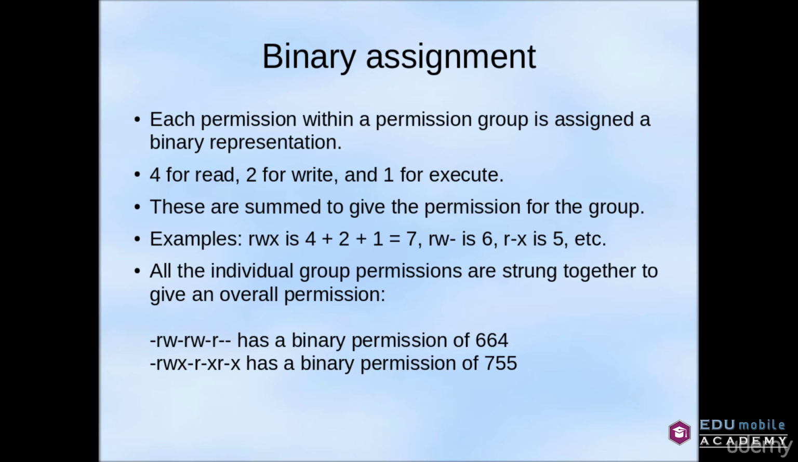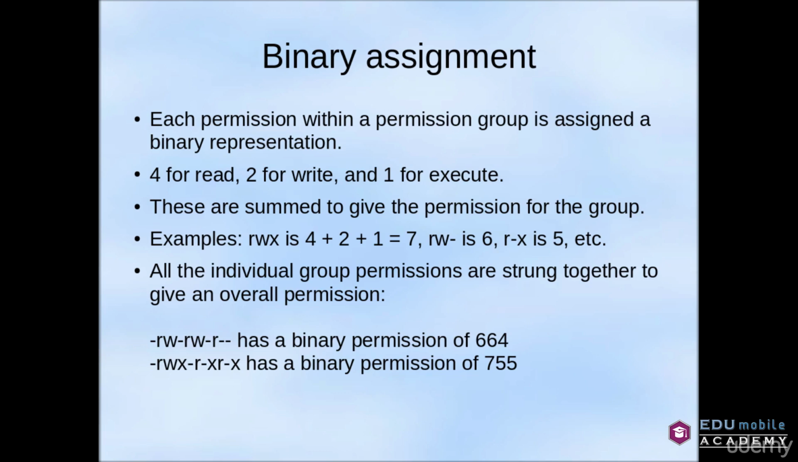And these are summed to give the permission for the group. So examples, RWX is 4 plus 2 plus 1, that's 7. RW dash would be 6, R dash X, read and execute, is 5, and so forth. So all the individual group permissions are then strung together to give an overall permission. So if we have a permission of read and write on the owner and the group, but read only on everybody else, this would have a binary permission of 664.